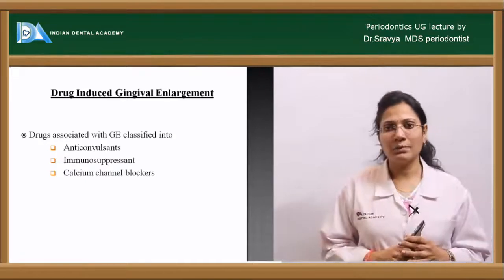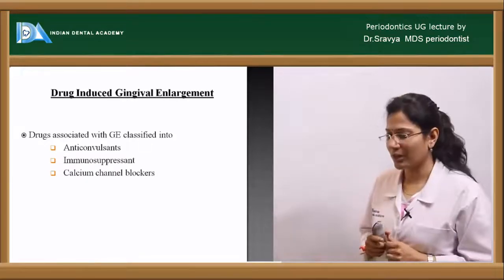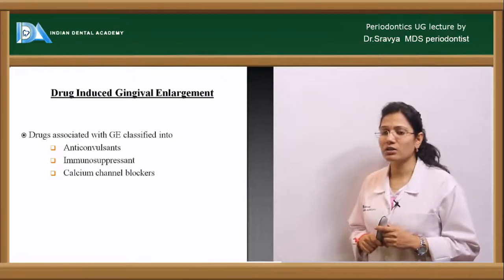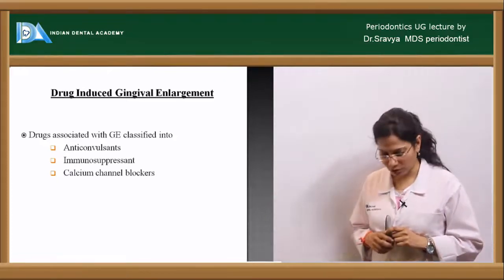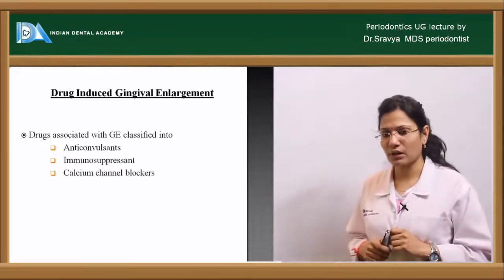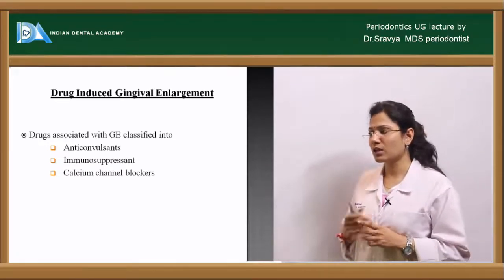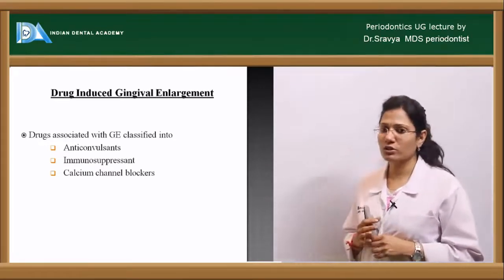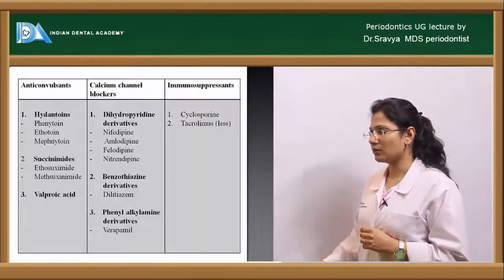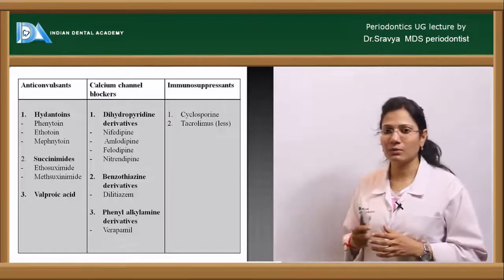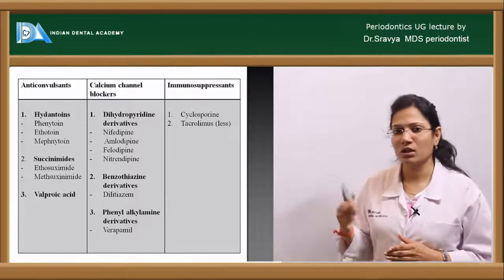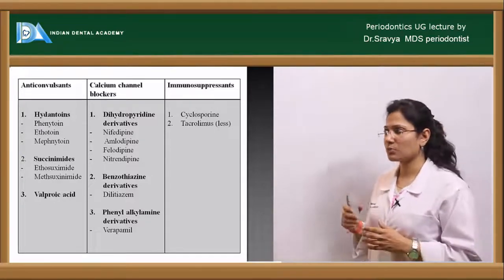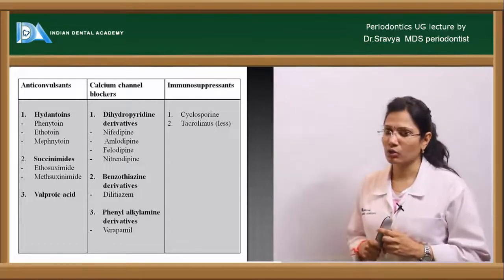And then coming to the next category of gingival enlargement, that is your drug-induced gingival enlargement. Now, in your drug-induced gingival enlargement, I told you the drugs which cause the gingival enlargement can further be categorized into your anticonvulsants, your immunosuppressants, and your calcium channel blockers. Now, if you see the list in the table, I've listed out the drugs, the anticonvulsants, the calcium channel blockers, and the immunosuppressants causing your gingival enlargement.